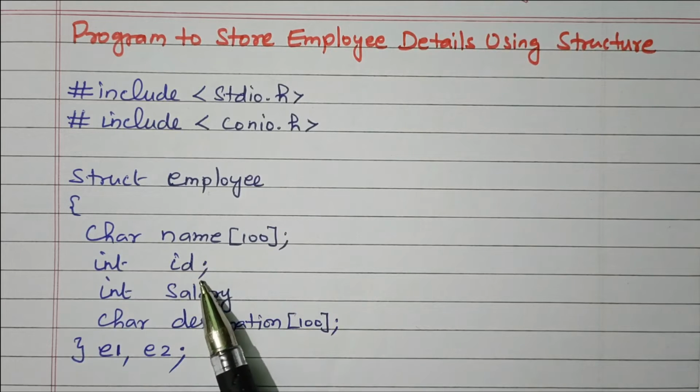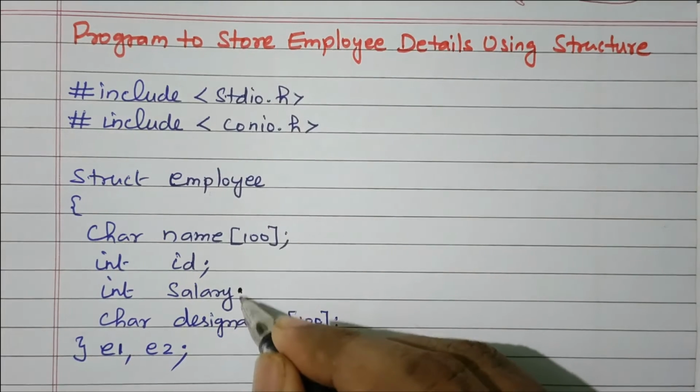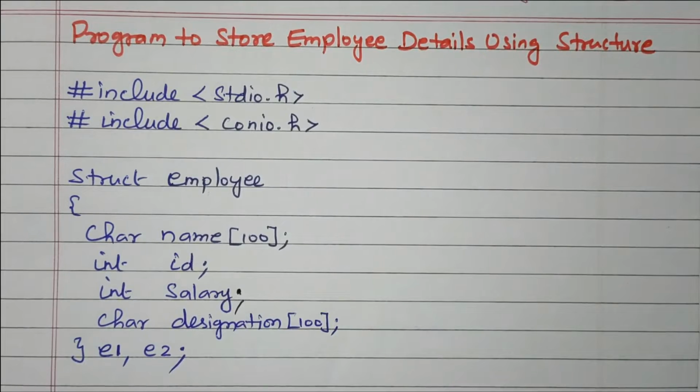int id, this is the employee ID. int salary, this is nothing but the salary of the employee, semicolon. char designation[100]. So here the designation of the employee with 100 characters. So we have 4 variables: employee name, employee ID, salary and designation. These two are character, these two are integer. So the different type of related data can be stored in the structure.